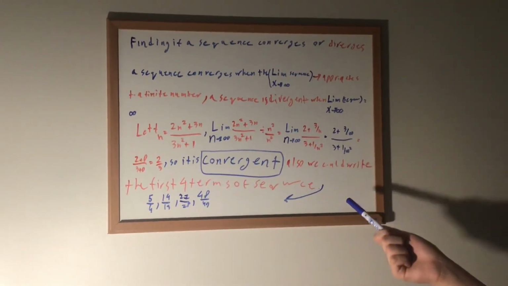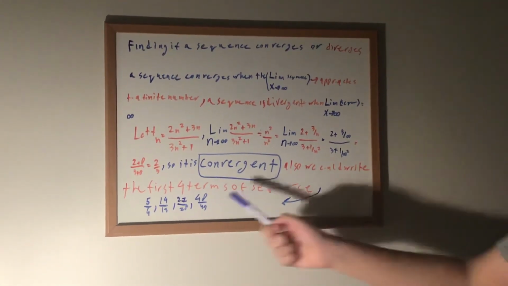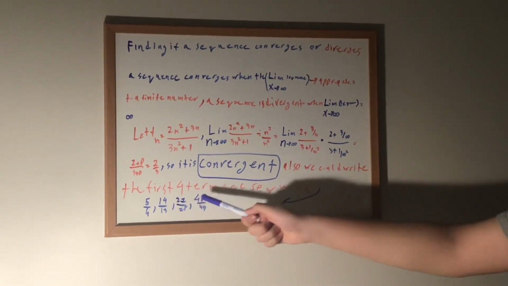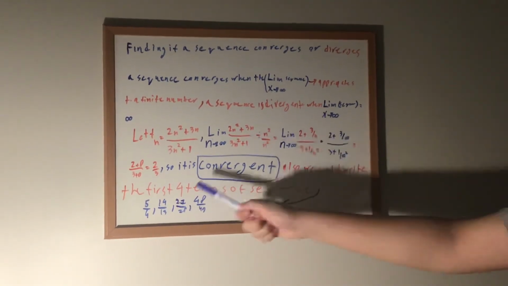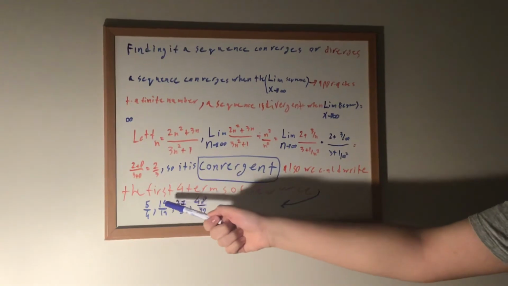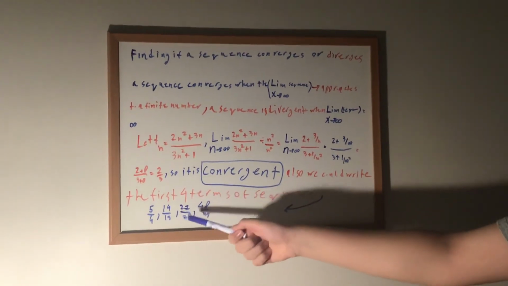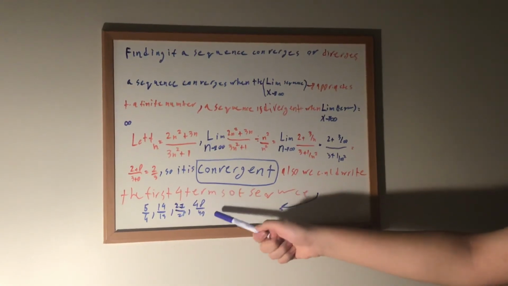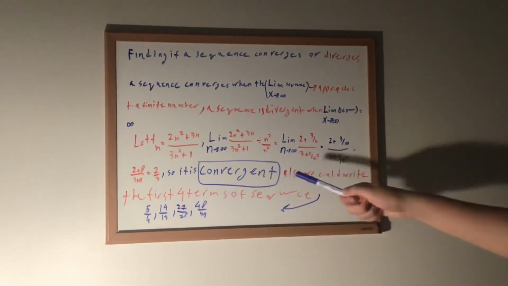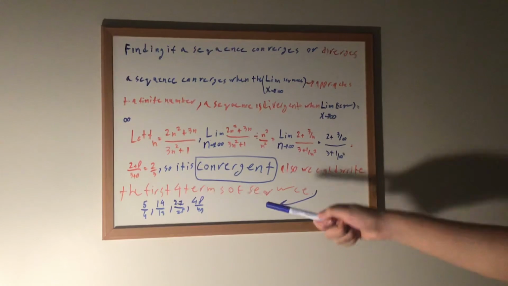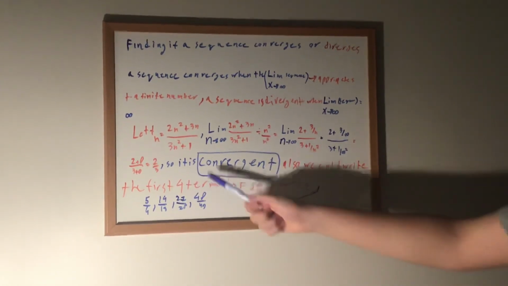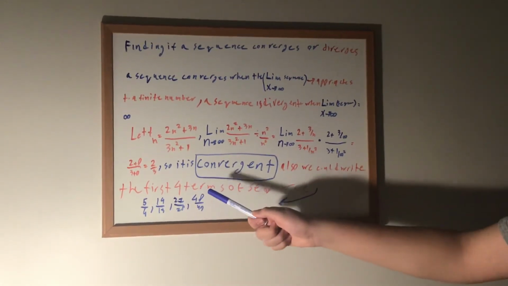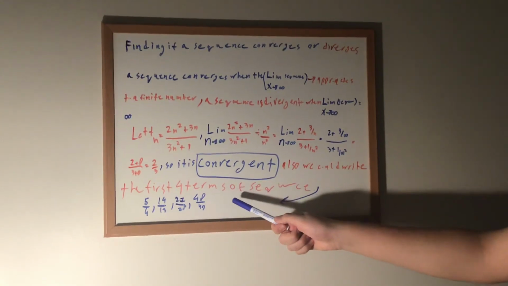Also, we could do another thing. We could write the first 4 terms of the sequence. And in this case, the first one is 5 over 4, 14 over 13, 27 over 28, and 48 over 49. And if we go forever, we see that the sequence gets closer to 2/3, but it never reaches 2/3 or passes 2/3.